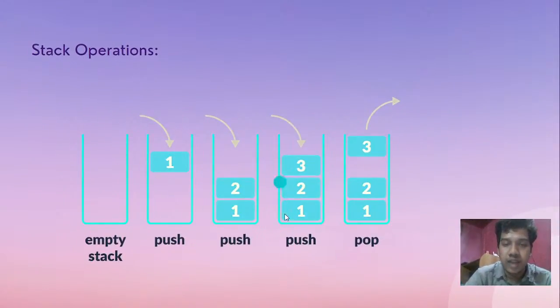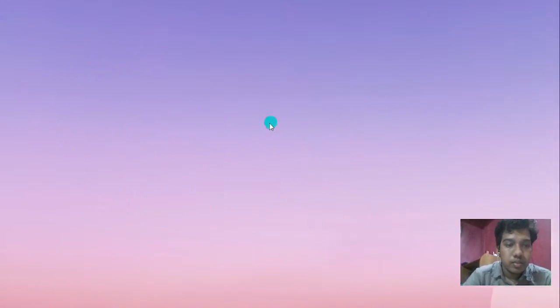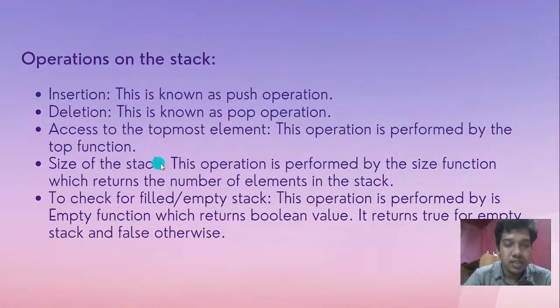Like here this is a stack, and if I give stack.top, it will return me the topmost element, which is 3. It will determine the value of the topmost element. Next is size of stack. This function returns the number of elements of the stack. So how many total elements in the stack are there, that number will be returned to us.